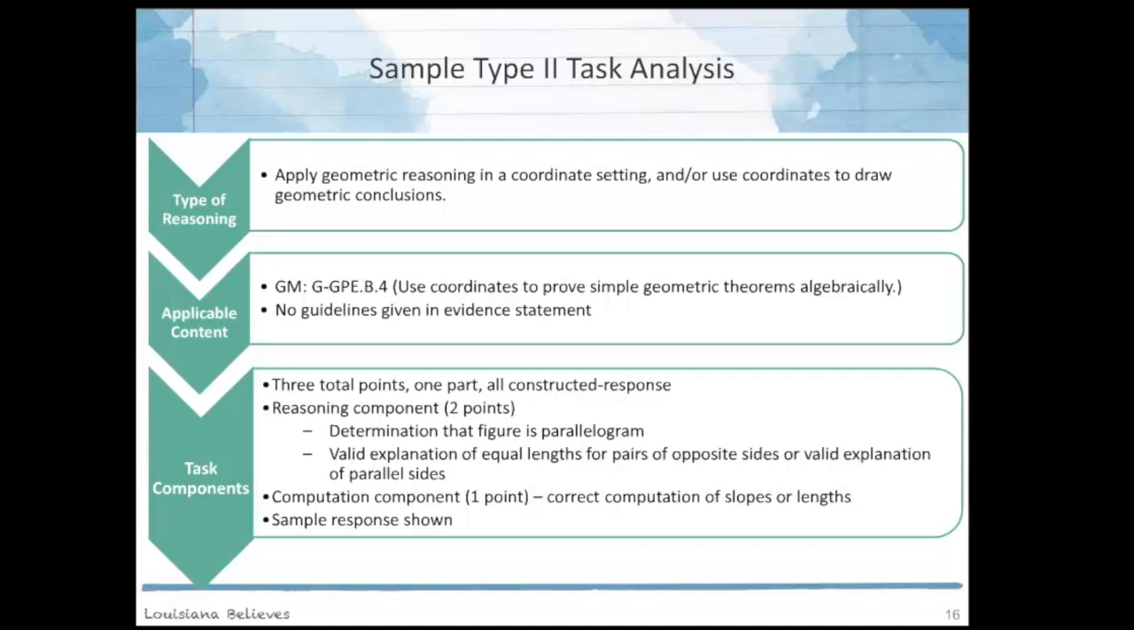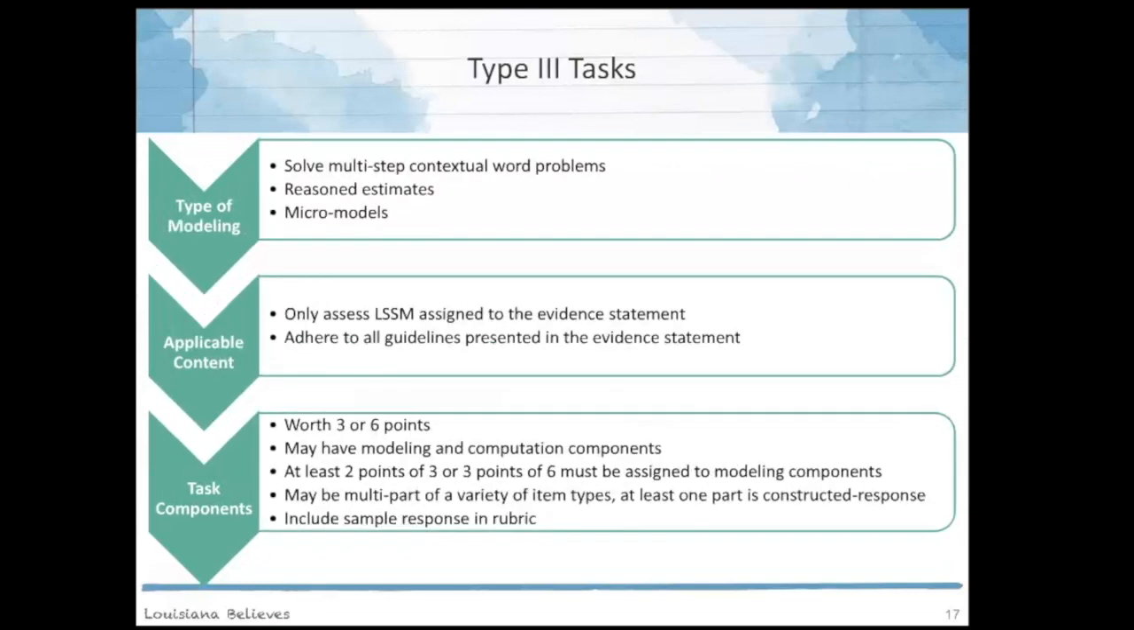And so if we look at the same type of graphic organizer but with the specifics for this item, the type of reasoning involved was apply geometric reasoning in a coordinate setting and or use coordinates to draw geometric conclusions. The applicable content is GPE-B4, use coordinates to prove simple geometric theorems algebraically. No additional guidelines are given with this evidence statement. And then the breakdown of the task components we talked about when I looked at the rubric.